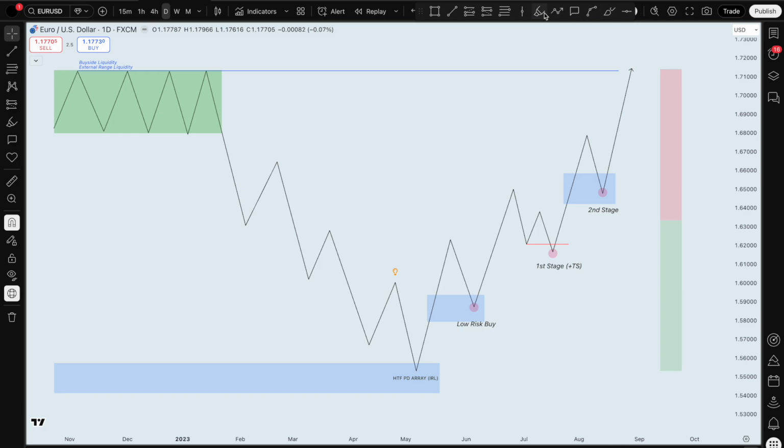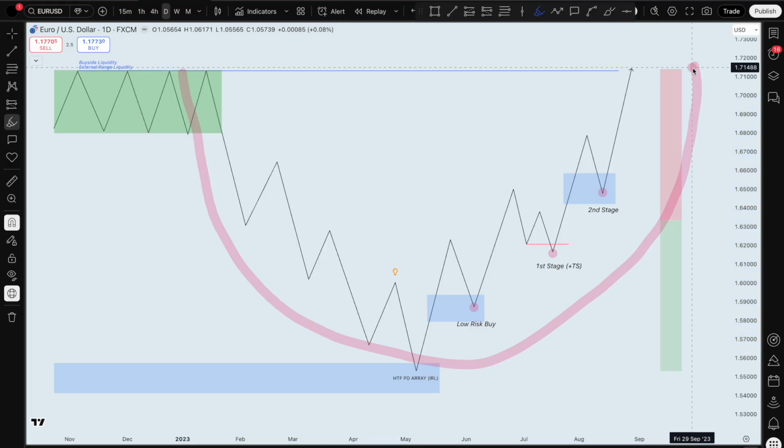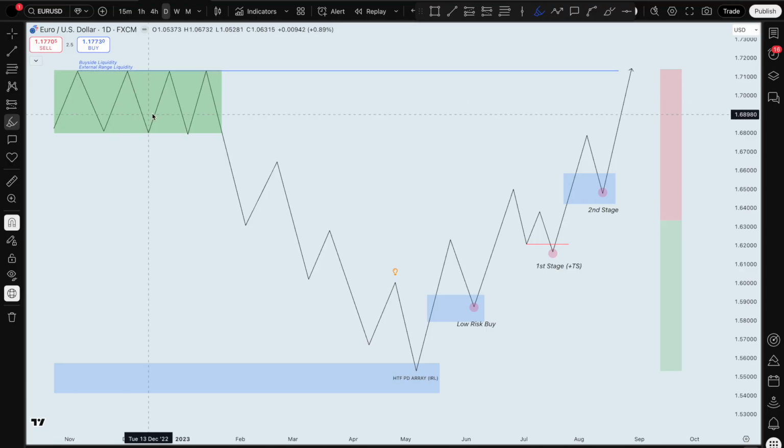So in a market maker buy model, you're going to have a curve here. First a sell side of the curve and then a buy side of the curve. After price created external range liquidity here, which is called the original consolidation, price will drop into the high time frame PD array, the internal range liquidity, and then start the buy side of the curve.